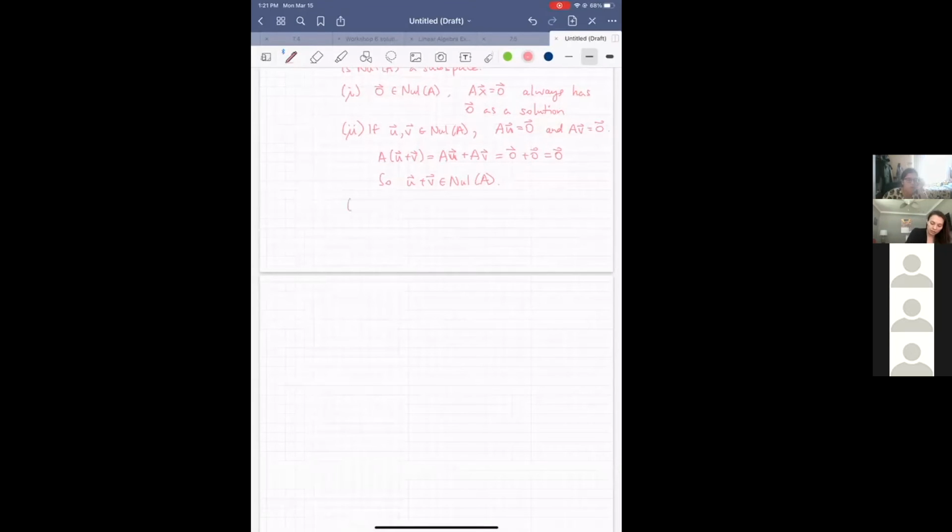And then lastly, we want to check that if we multiply by a scalar, we get something in the null space. So if U is in the null space and C is a constant, then since U is in the null space, A times U is equal to 0. Well, we know that, so I'm not going to write it down. We're looking at A times C of U.